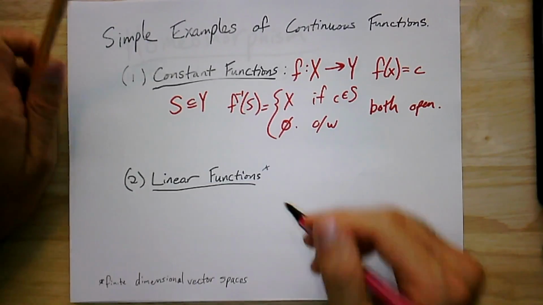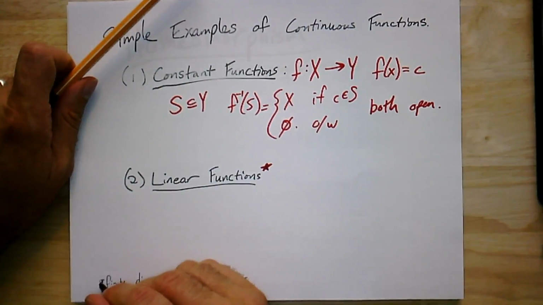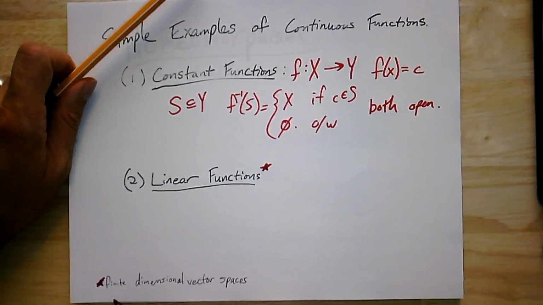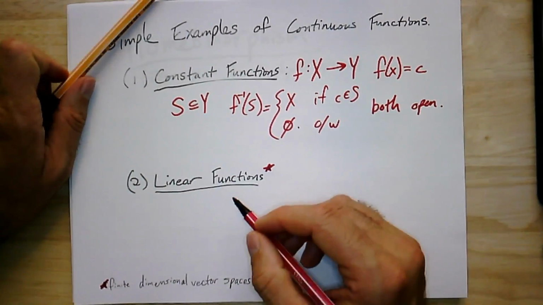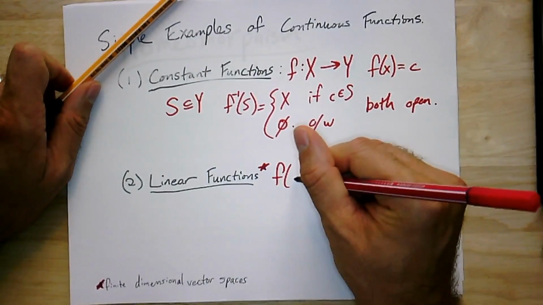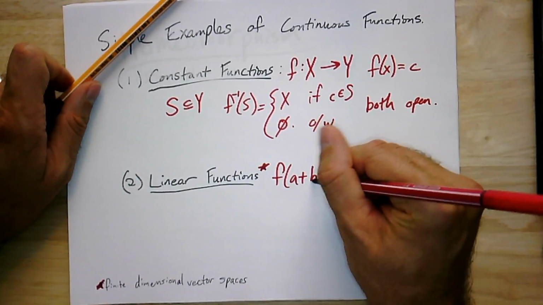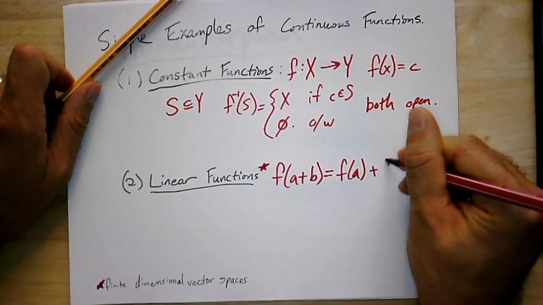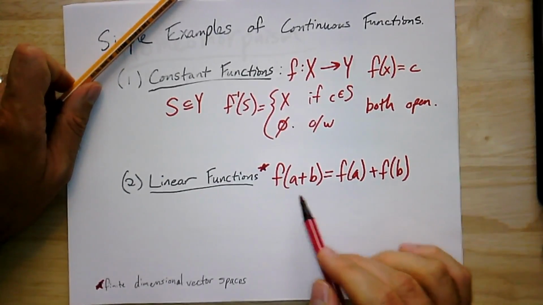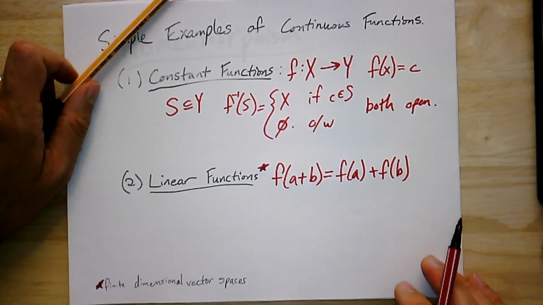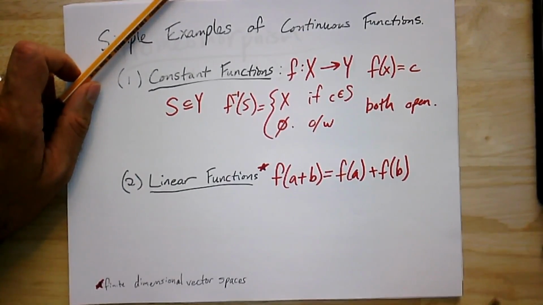Linear functions, and the fine print, if you can read it, says finite dimensional vector spaces. So when you talk about linear functions, we're talking about functions that have the following property: f of a plus b should always be equal to f of a plus f of b, and you have to be in a vector space so that it makes sense to talk about what we mean by addition. And Rn, of course, is a vector space.